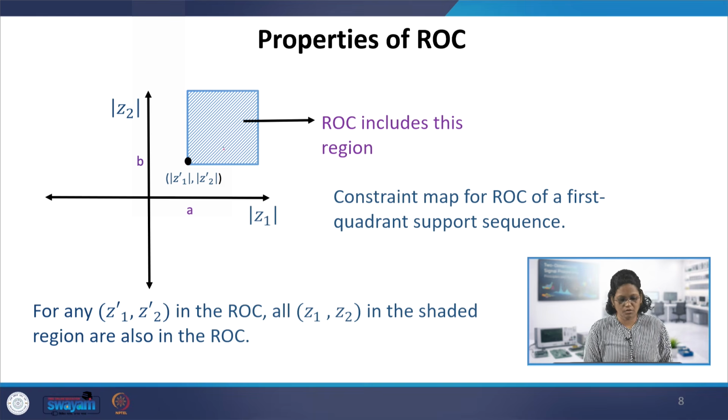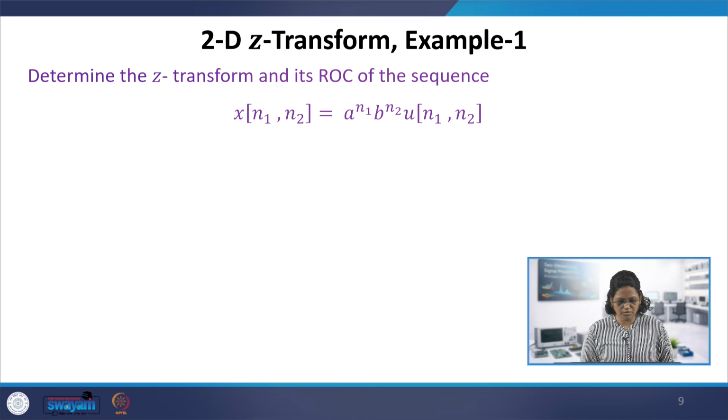So this is for the first quadrant support. This would shift here for a second quadrant support, shift here for the third quadrant support, and shift here for the fourth quadrant. So the ROC would shift from first quadrant to second, third, fourth and so on. We'll take the example which we had already solved in the previous lectures, but we will use the properties of the Z transform to simplify the 2D summations, if it obeys the property.